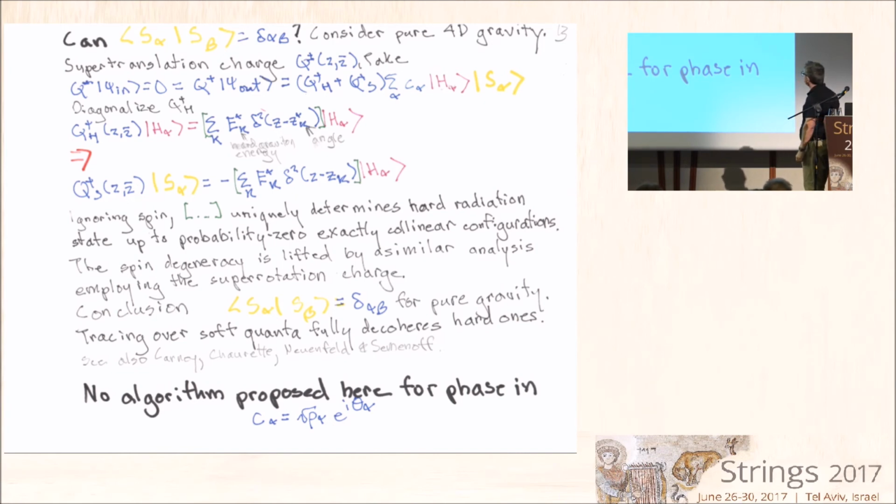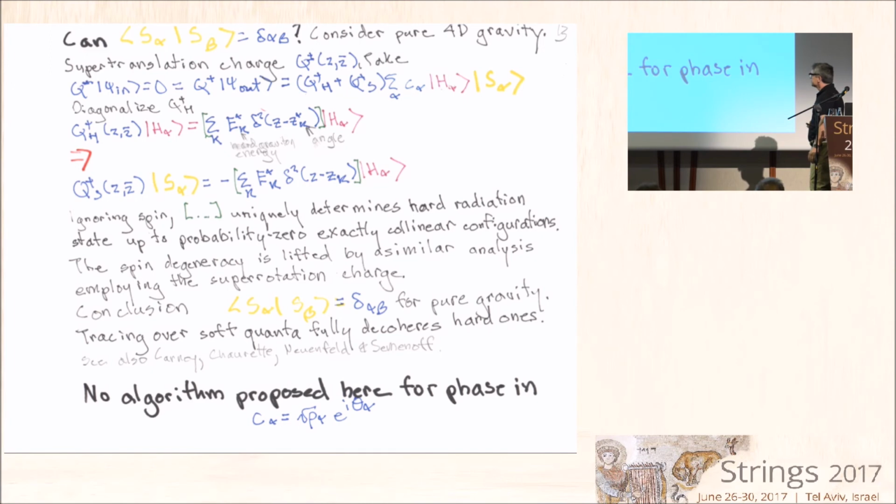And if we use that, we find that every soft state has a different eigenvalue, and therefore they must all be orthogonal, and we can choose a normalization in which S alpha beta is delta alpha beta. And so tracing over the soft quanta will fully decohere all the hard ones.